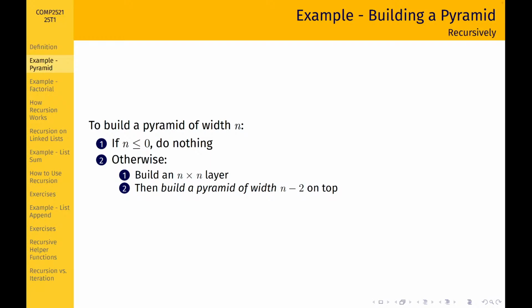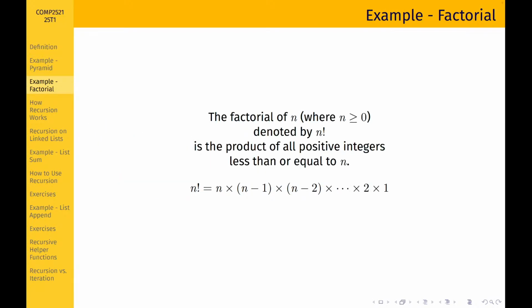But here we have a mathematical example of recursion, which is factorial. You probably all know what factorial is. Factorial of n is the product of all the numbers from 1 up to n. So n factorial is n times n minus 1 times n minus 2 and so on, all the way down to 1.